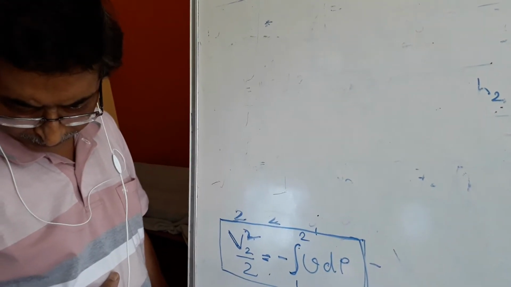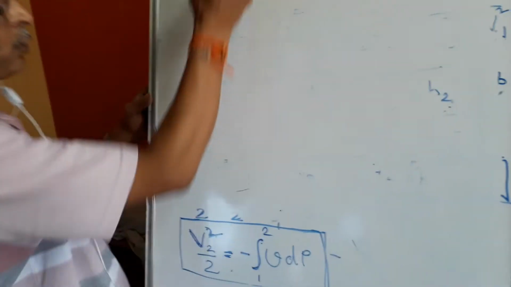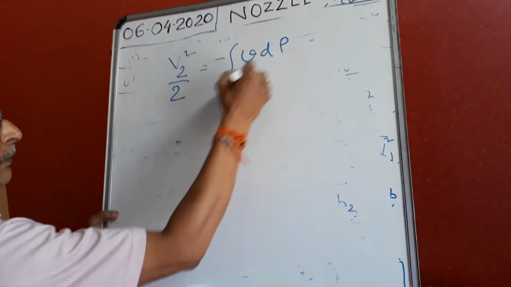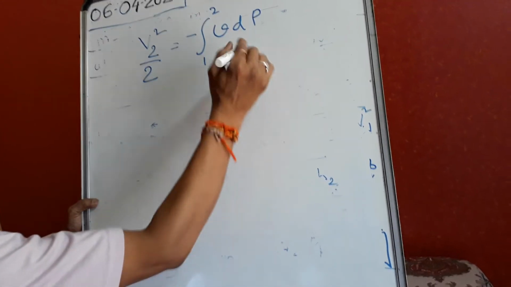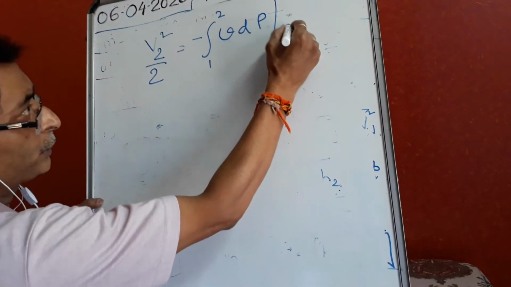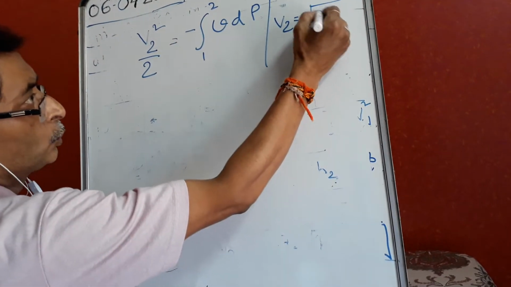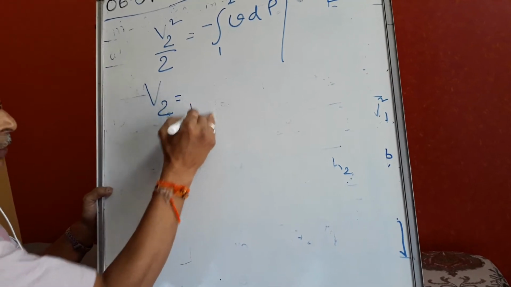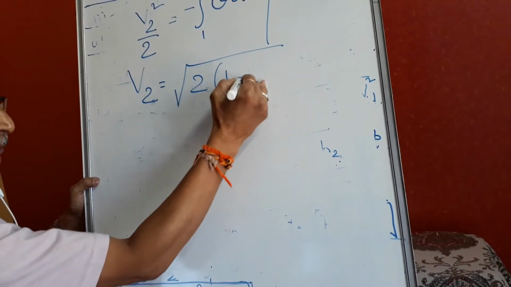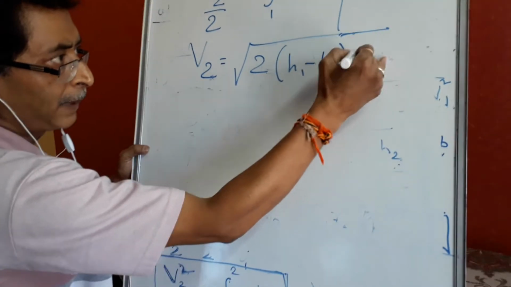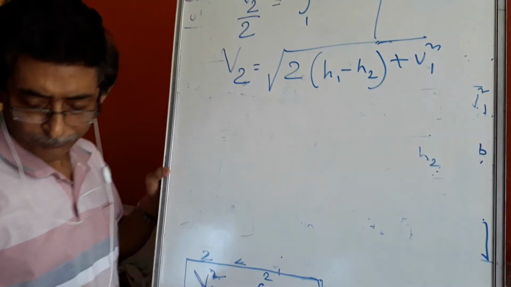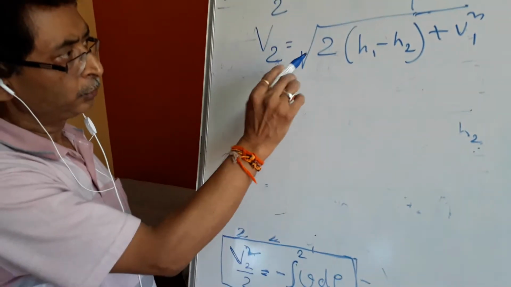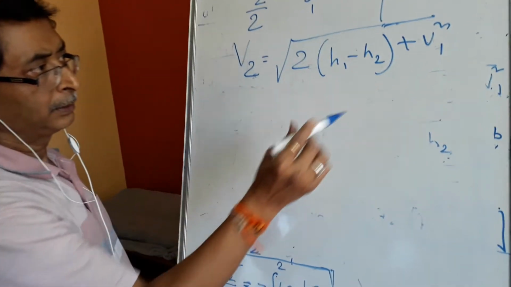Okay, so V square 2 we have learned that minus VdP 1 to 2. Earlier, what have we found out? We have found out that V2 is root over 2 into H1 minus H2 plus V square 1. Right now I am doing it slowly. So V2, that exit velocity I have found out, is root over 2 H1 minus H2 plus V square 1.